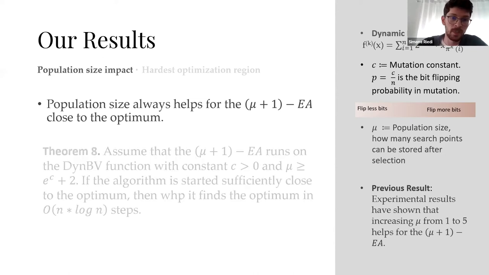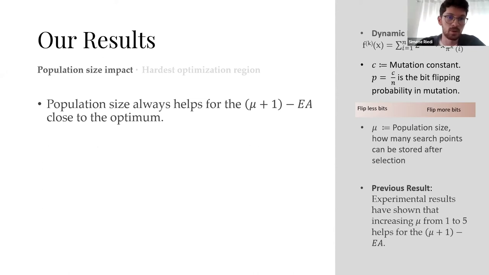And maybe I should point out what I mean with helps. I mean that the range of feasible mutation parameter, mutation constants C, increases. So we can pick larger C if the population size is large enough and still have a fast algorithm.